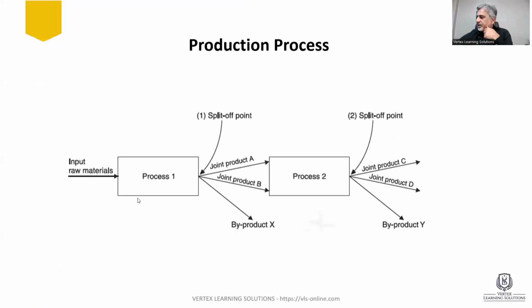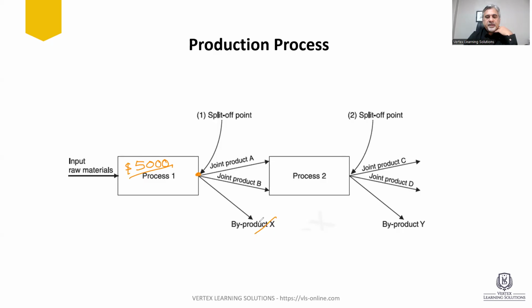So this was the figure we were seeing before as well. And I was telling you that let's suppose that you have a common process one and you have a common cost of $5,000. And the question arises that this is the split-off point where products A, B, and X emerge. A and B are joint products and X is the byproduct. How much of the 5,000 should be charged to each one of them, or what will be the value of each one of them? So first thing you need to remember is that this $5,000 should not be charged to the byproduct.